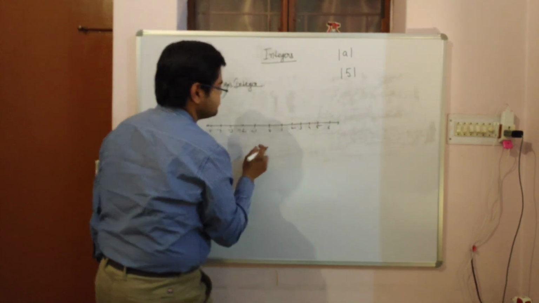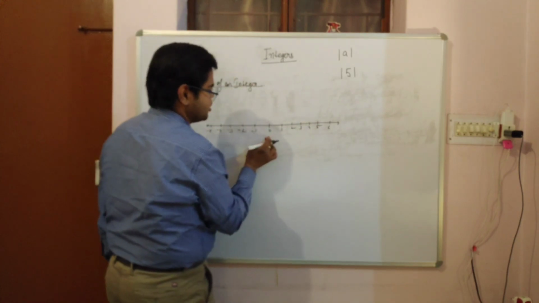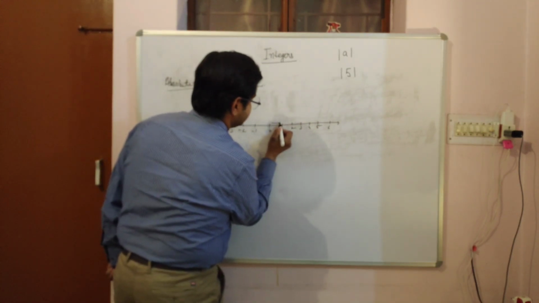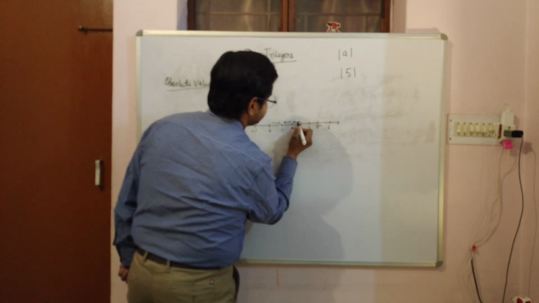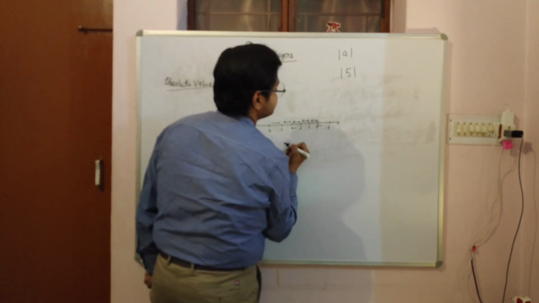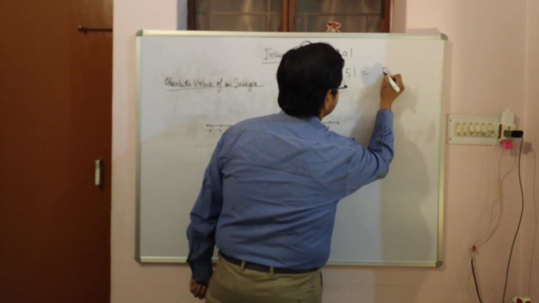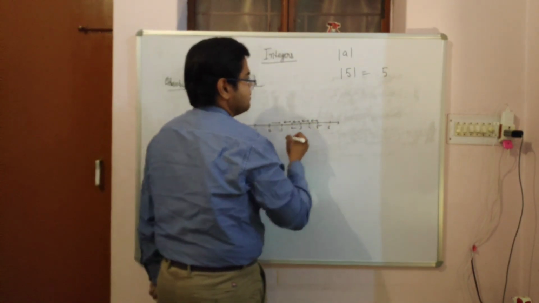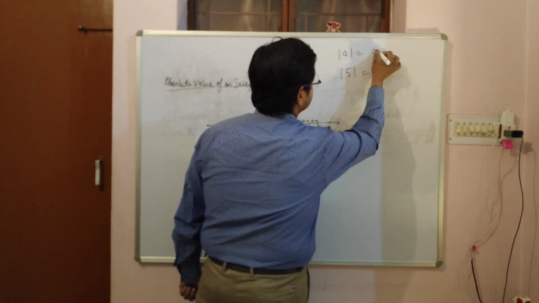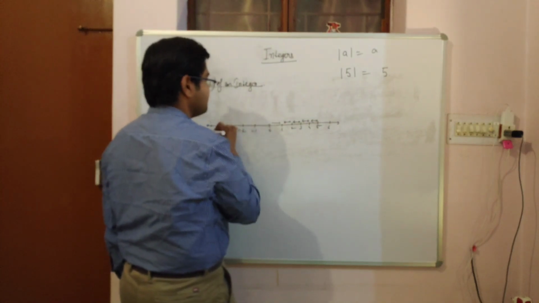So what will be the distance between 5 and 0? How many units will we have? 1, 2, 3, 4, 5. So what will be the absolute value of 5? 5. But now, if I ask you, what will be the absolute value of minus 5?